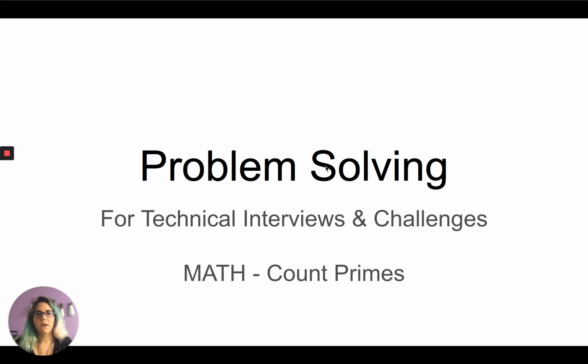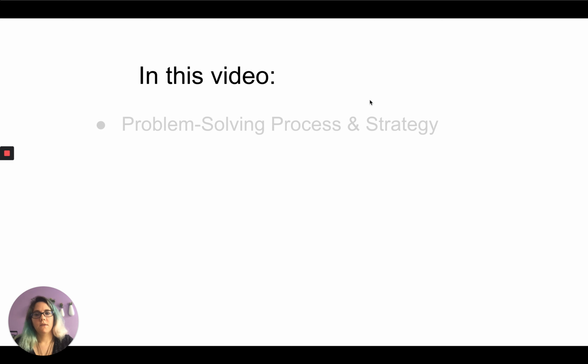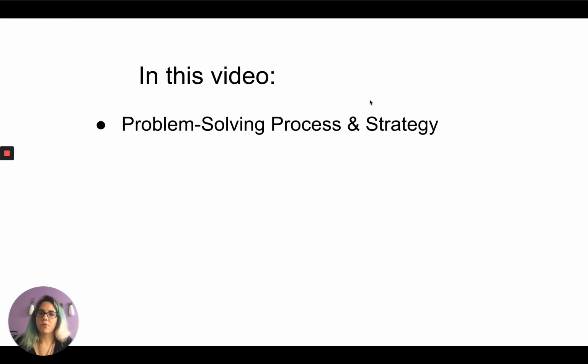Alright, so in this video, we're going to talk about problem solving, and we're going to talk about how to solve the count primes problem. We're going to talk over the problem solving process and strategy. We're really going to break down how we actually approach solving problems and a strategy that I like to call the umpire method, and I'll tell you what that stands for later.